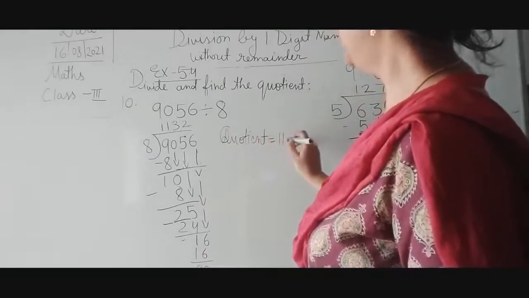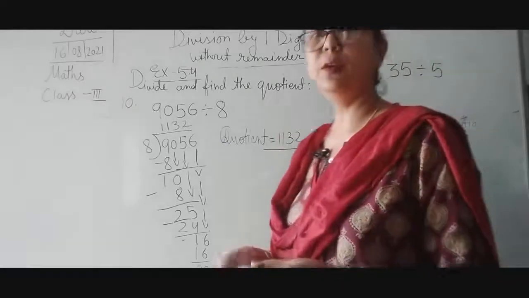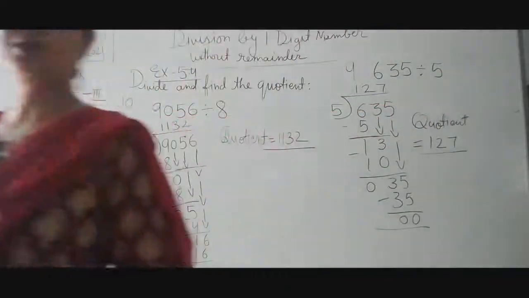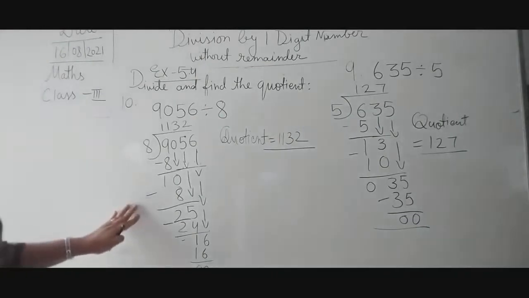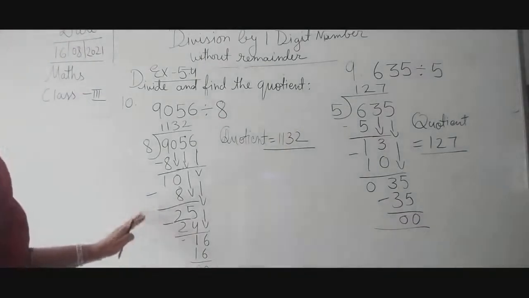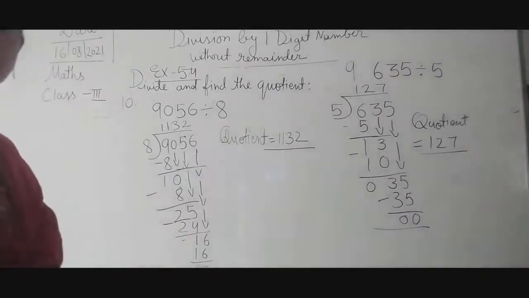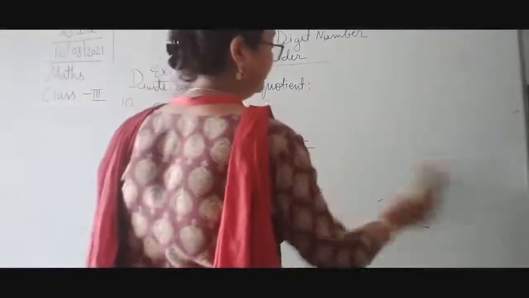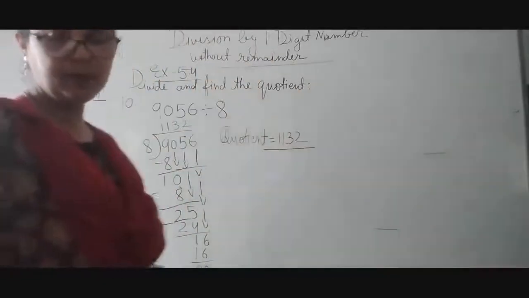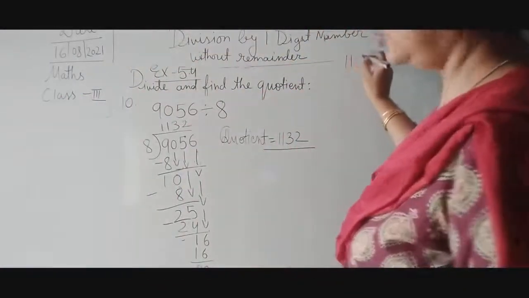So the answer or quotient we will get over here is 1132. 1132 children. So it is completed. This is much bigger because this is in the thousands. Again we are going to do one that is also in the thousands. So this is number 11. Number 11 we are going to do.